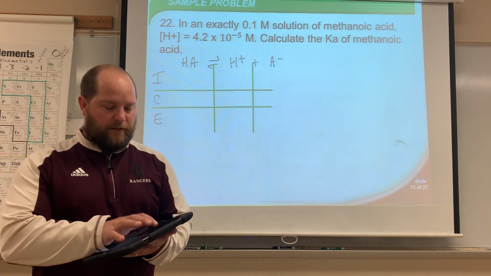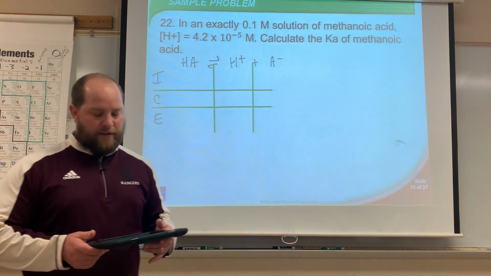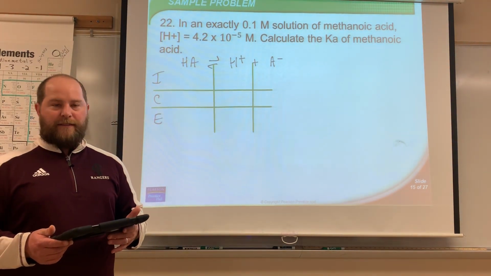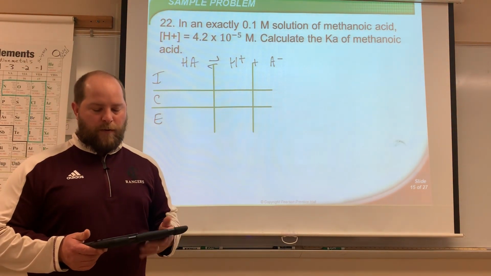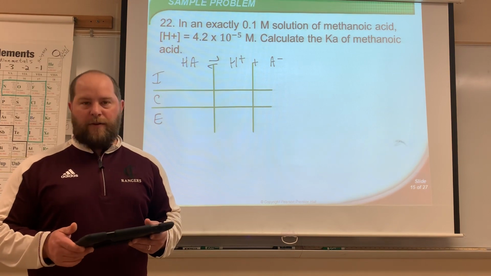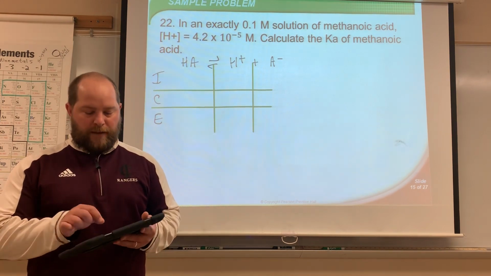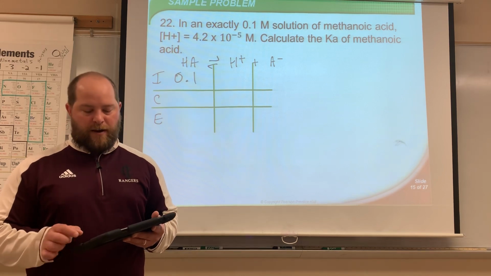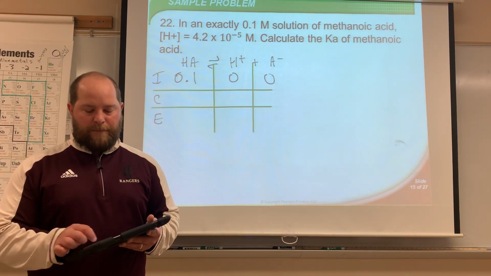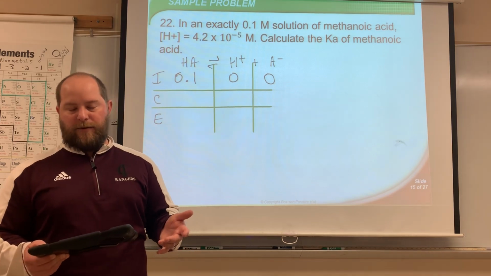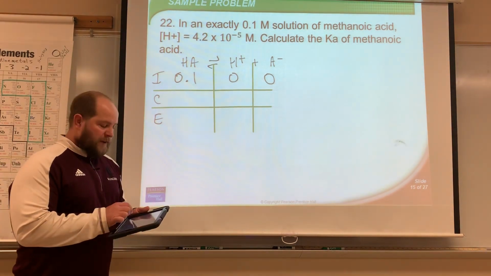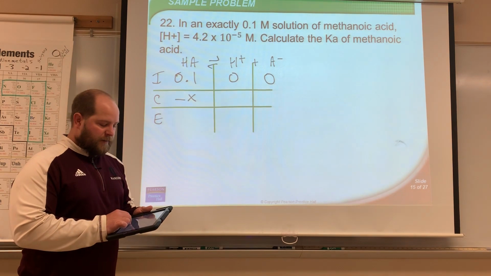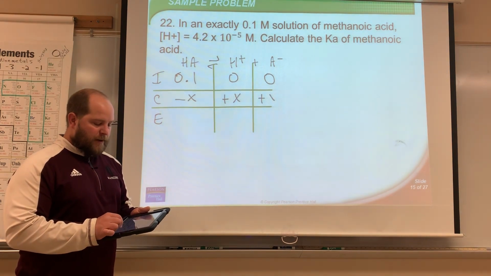All right, so now we can start to fill in the ice table. It says in an exactly 0.1 molar of the acid. That 0.1 is the strength of the original acid, so that's going to go there. Like the previous problem, it hasn't dissociated yet, so we're going to go 0 and 0. These ones will go down by a value of x. That one's going to go up by a value of x.